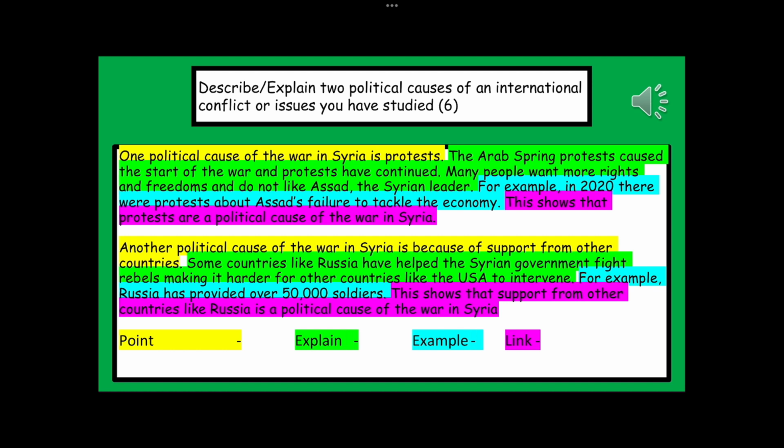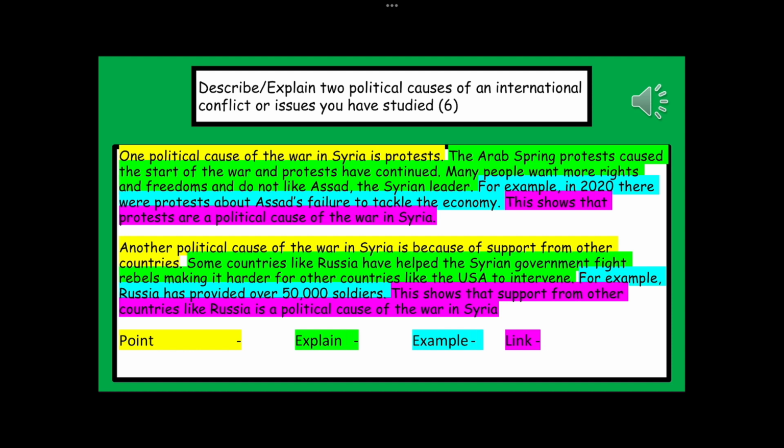Remember, this is worth 6 marks and you've only picked up 3 so far. The link sentence does not get you a mark, but really helps add to your explanation, and it means the marker's not in any doubt about what you're talking about. So moving on, you still have 3 marks to pick up, so you're going to need to make another point. And as you'll notice, the question asks for 2 political causes of an international conflict.